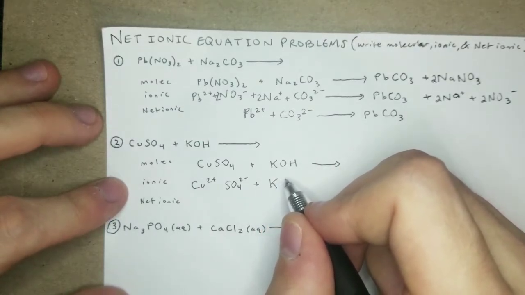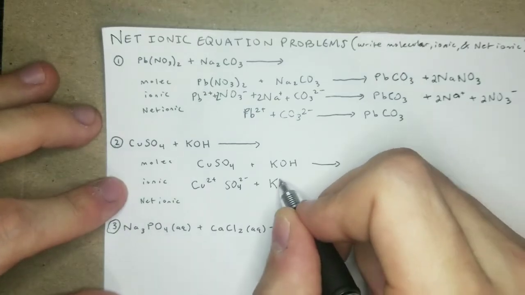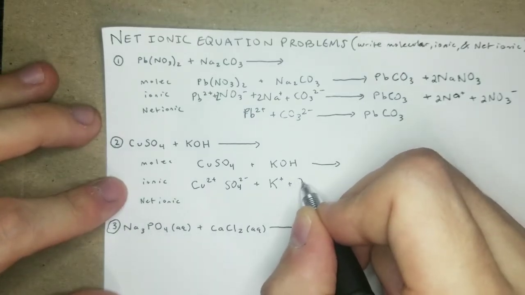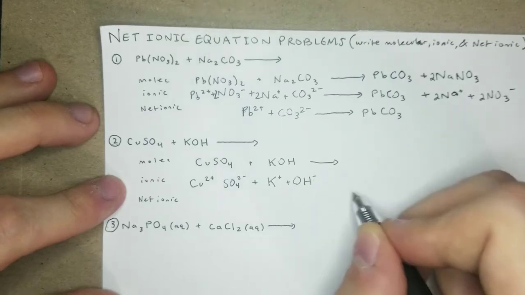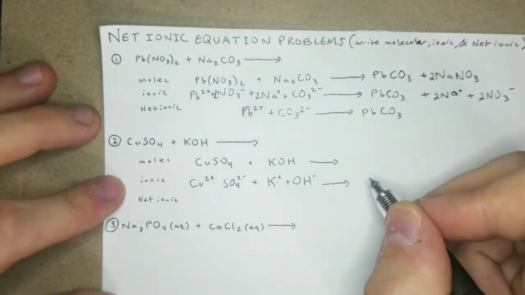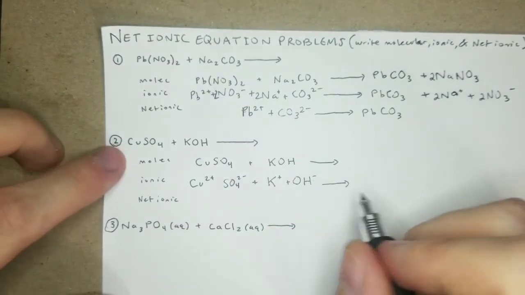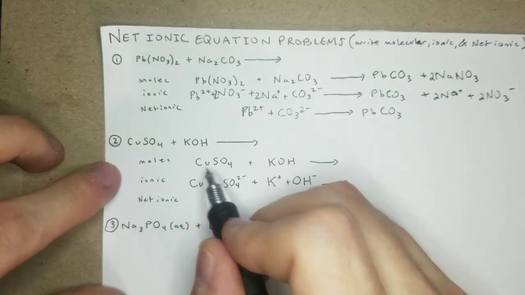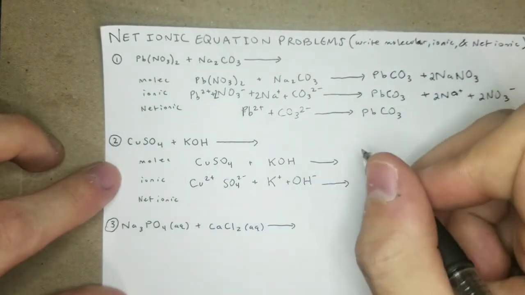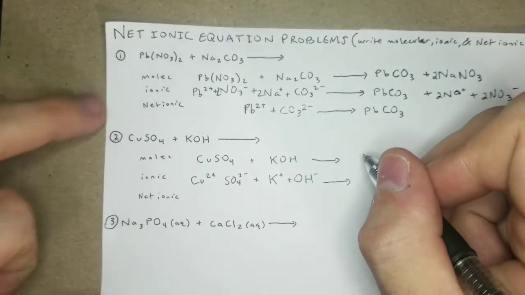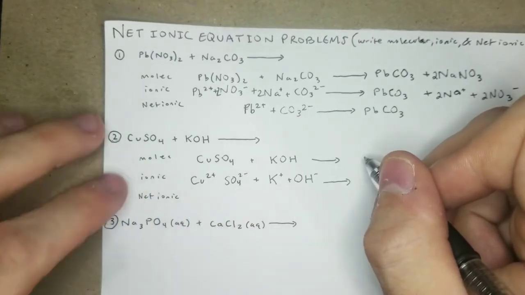Potassium, I believe, has a 1+. Yep, potassium is 1+, and then the OH is always a -. So again, if we're doing a double replacement, we can take the cation from one and put it with the anion of the other. But this is not going to work out as simply as the last one, because as you can see now, the charges are a little bit different.